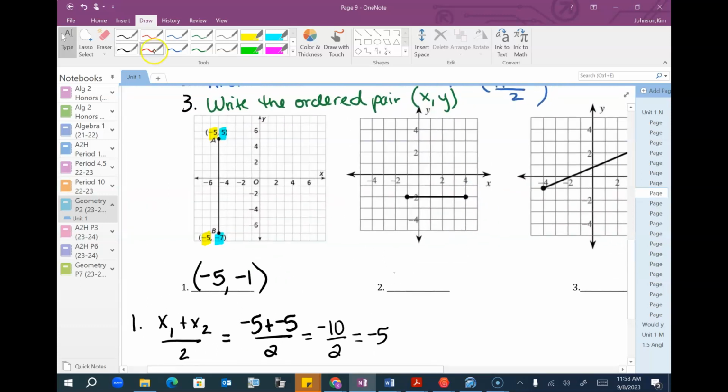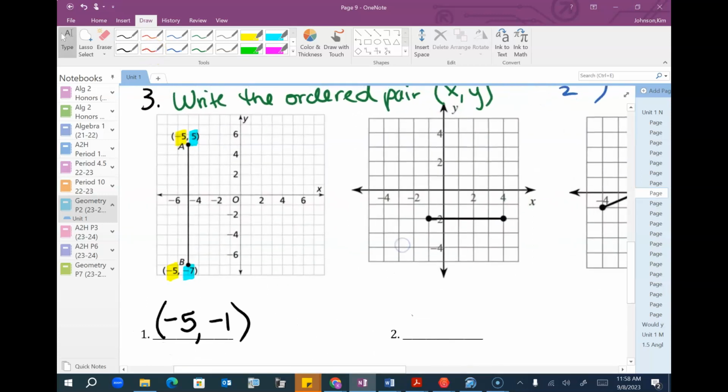Okay, let's just verify really quick visually what we found. The midpoint should be in the middle of the segment AB. So let's plot the point -5, -1. Left 5, down 1. And let's ask ourselves, is that actually in the middle of segment AB? So I'm just going to go ahead and count the boxes. I think that's the easiest way to tell the distance right now.